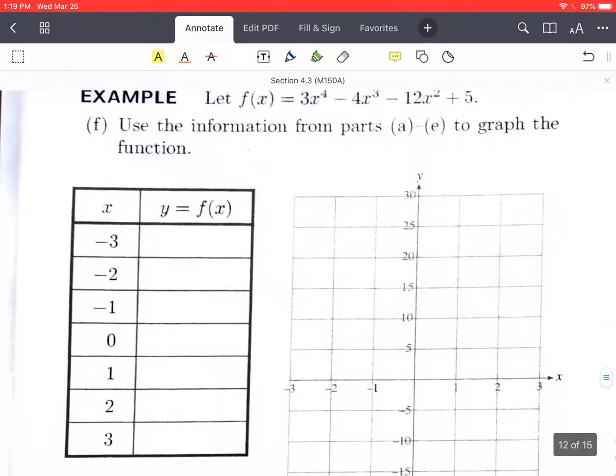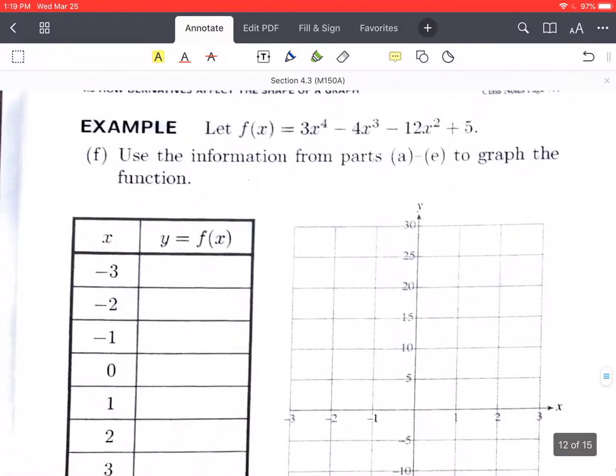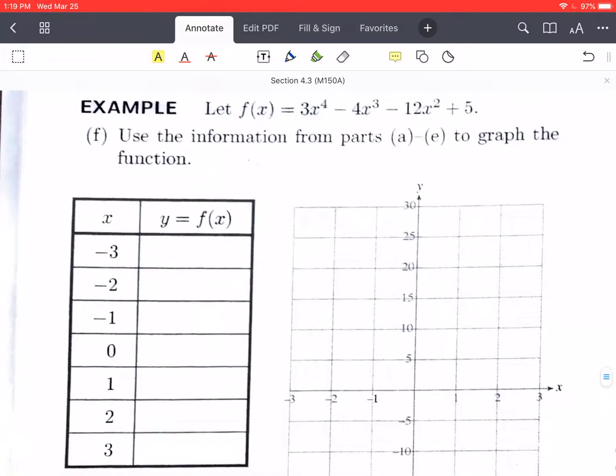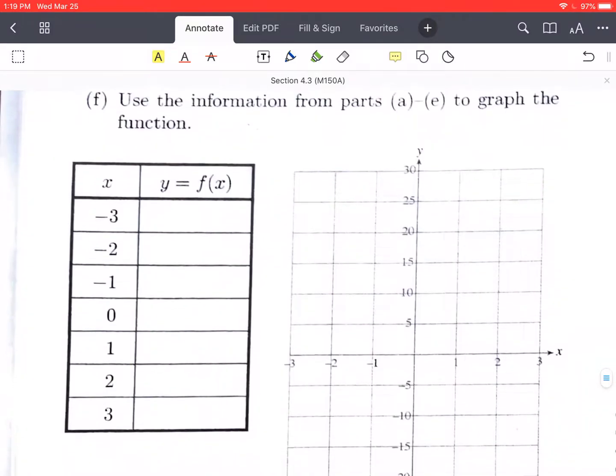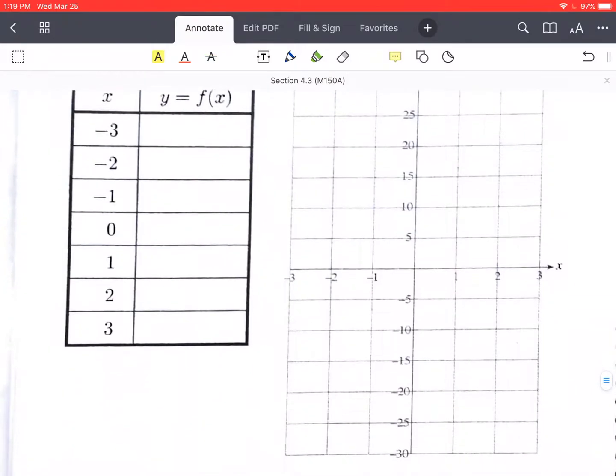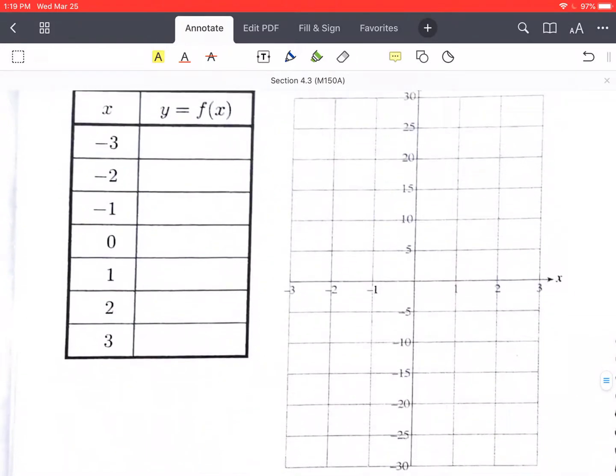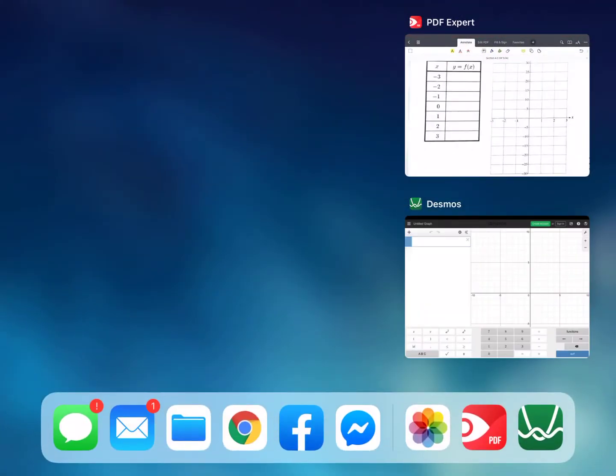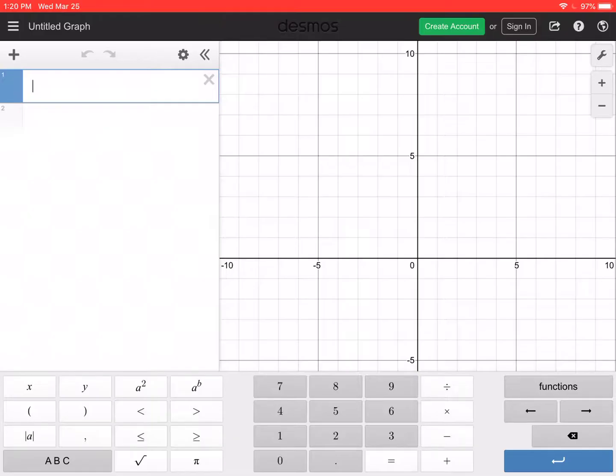So now we can use all this information from these previous parts to help fill in this graph. Because we have the technology here, I'm just going to use Desmos instead of sitting here and plotting out all the points. But you could just plug in points into the original function and plot those out. Let me go ahead and put this in here.